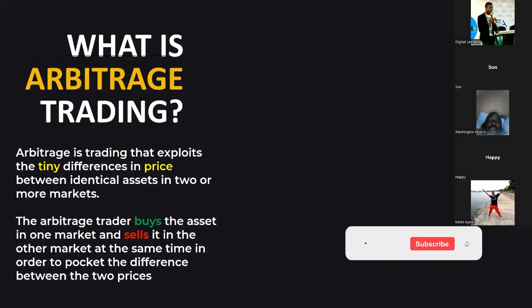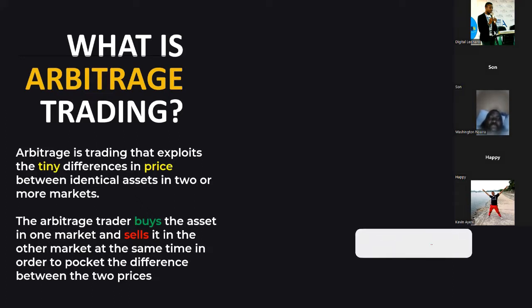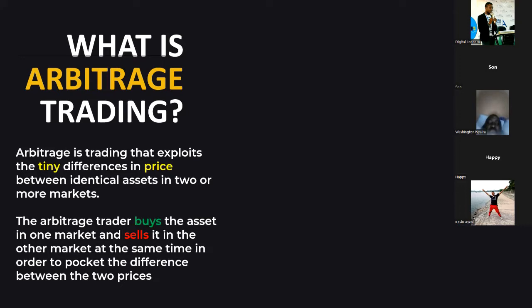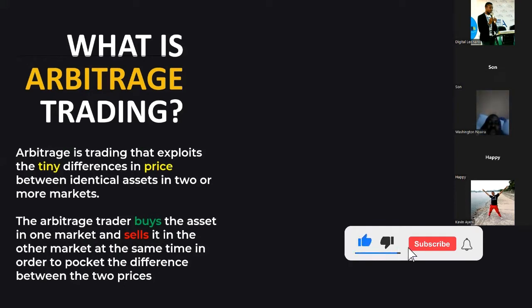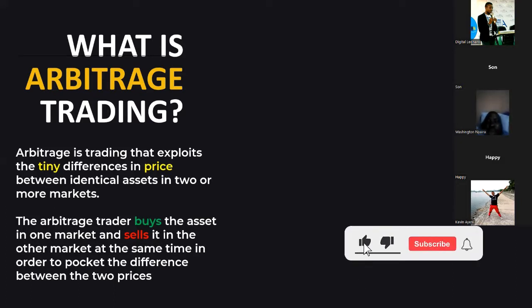When I say two or more markets, in the crypto space, we look at two or more exchanges, two or more countries, and it goes on that way. The way it works is that you, the arbitrage trader, buy the asset in one market, in one exchange, in one country, and then sell that same asset in a different market, a different country, or a different currency. You buy in one currency, you sell in a different currency or one crypto and the rest, at the same time, in order to pocket the difference between the two prices.